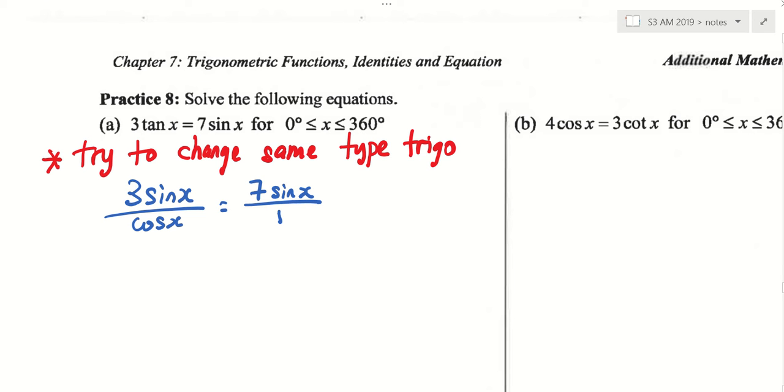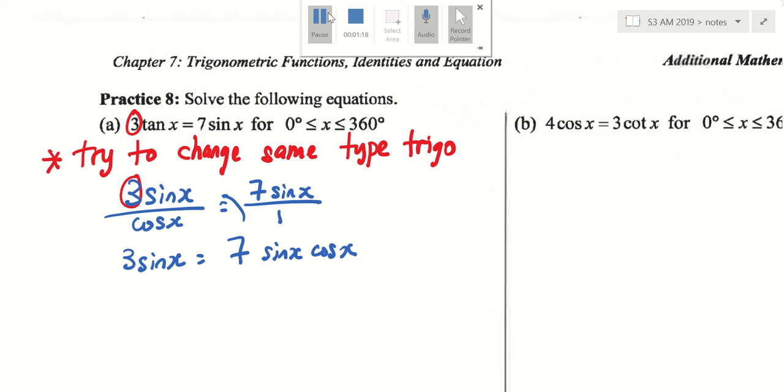Okay? Now, once you have something like that, what's the natural tendency you will do? Cross multiply. So when I multiply up, I will have 3 sine x over here, I have 7 sine x cosine x. Why is the 3 there? Isn't it like 3 times sine? The 3 is here, the 3 is here. So when you multiply, okay.